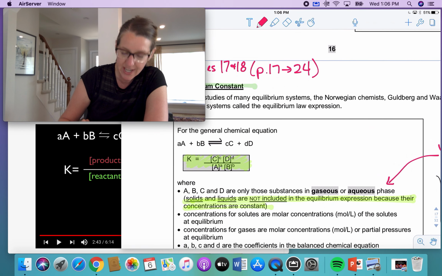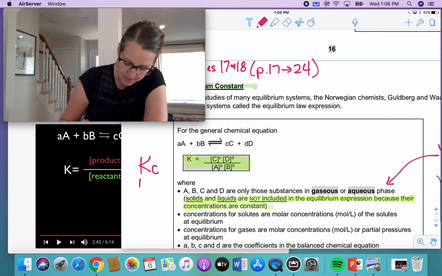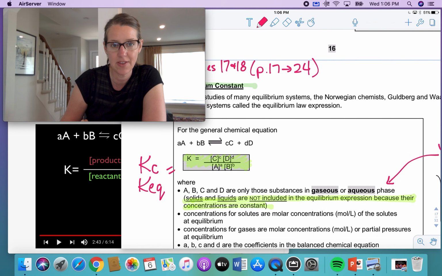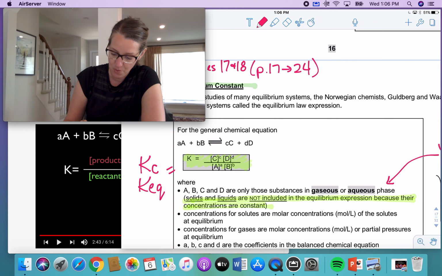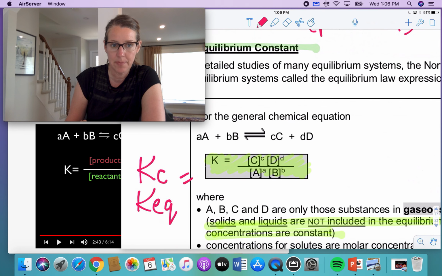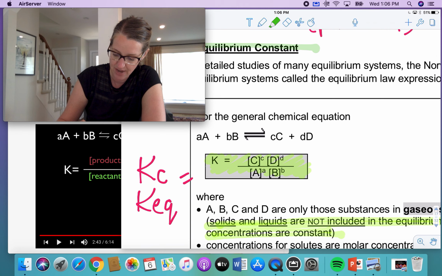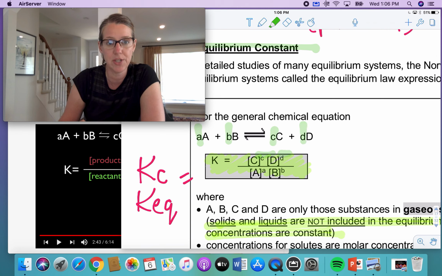When you're calculating K, sometimes you'll see it as KC, sometimes you'll read it as KEQ. That is the exact same thing as K. You just may read it in the textbook as K equilibrium. That's K, okay? Can you see here, for an equilibrium system, you're going to set it up where it's the concentration of the products over the concentration of the reactants. And can you see there that you factor in the coefficients as exponents when you're doing your calculations.